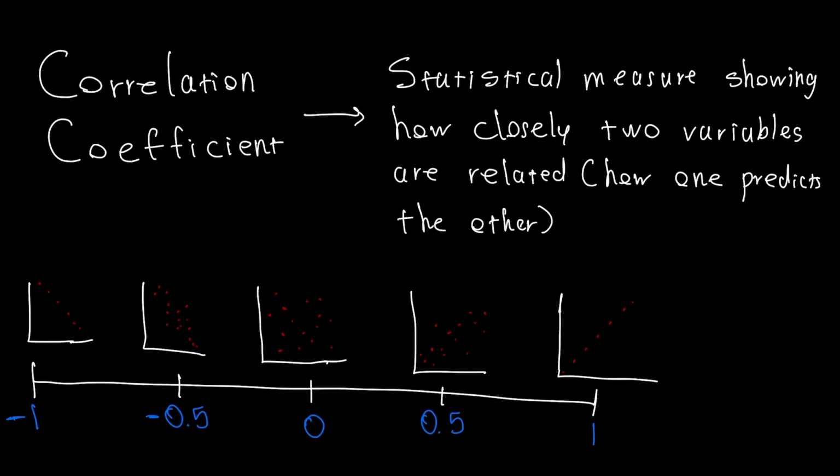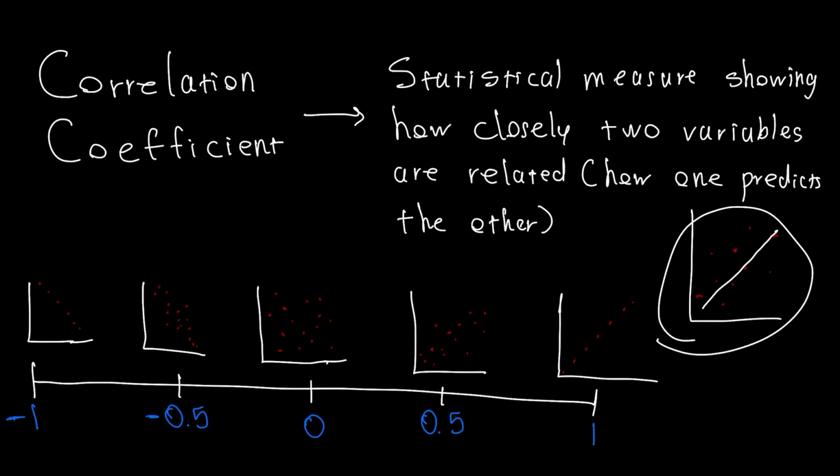And then at -0.5, you can see that there's still a negative correlation, but it's just a little weaker. And at 0.5, there's still a positive correlation, but it's weaker than a correlation of 1. Now, what we have right here is called a scatter plot. And this line is called the line of best fit. It's just showing the trend and kind of putting together all of the points.